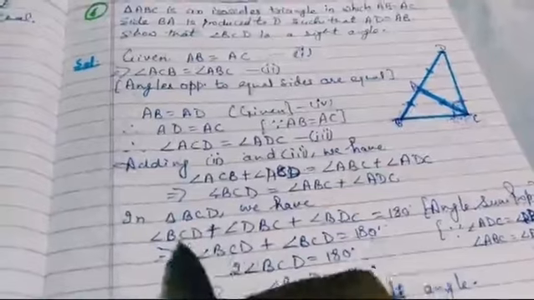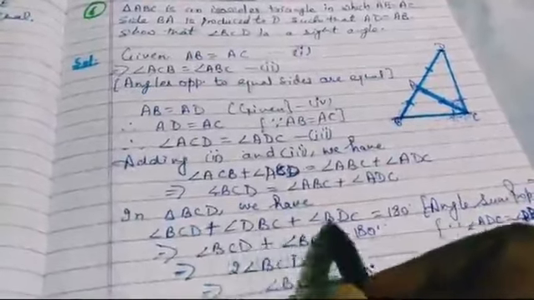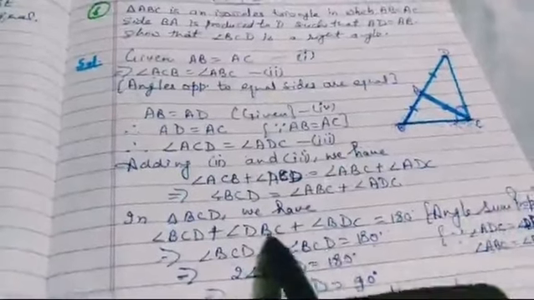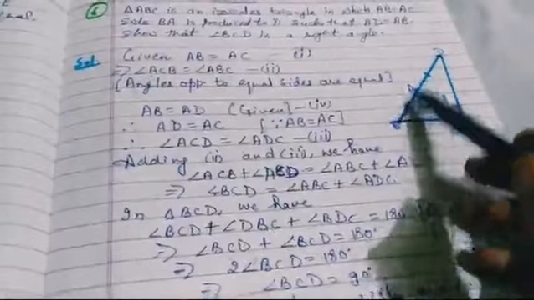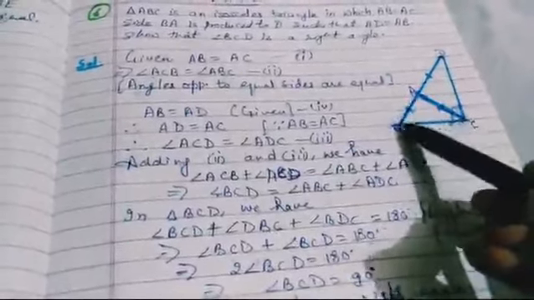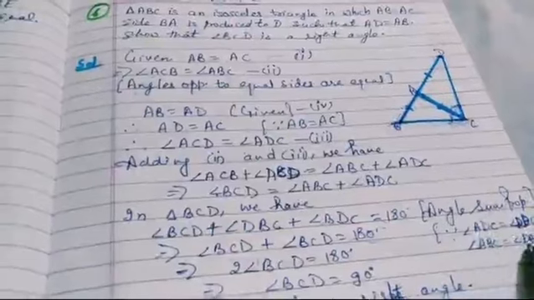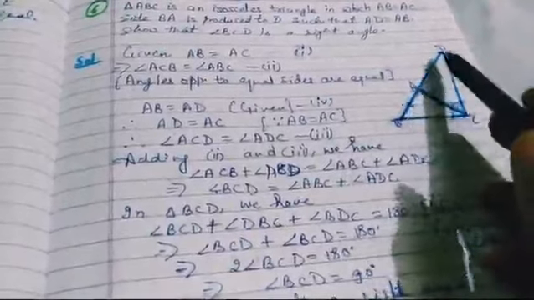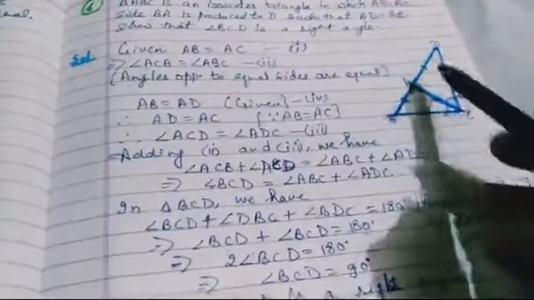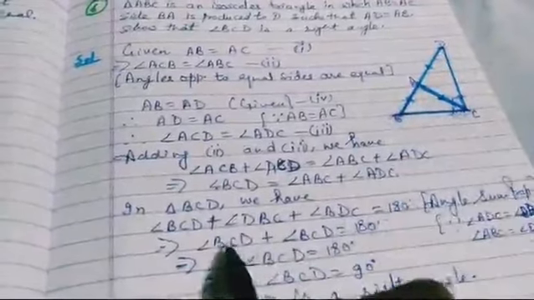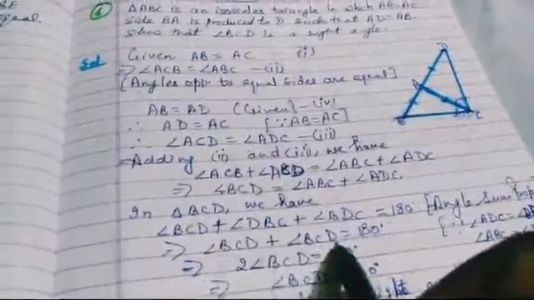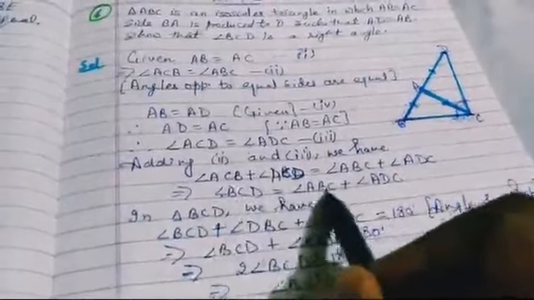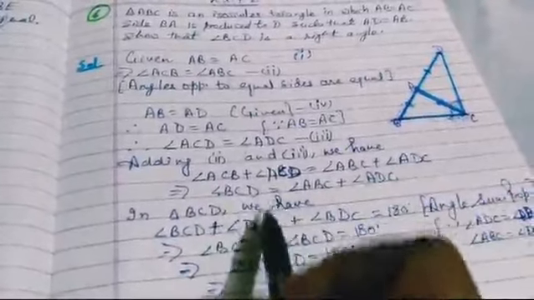Now angle BCD we have written as it is. Angle DBC is equal to angle ABC, since the angle is the same in both cases. Similarly, angle ADC equals angle BDC, again the same angle. Therefore we can write angle BCD plus angle BDC, and its value we have proved here: angle ABC plus angle ADC equal to angle BCD.